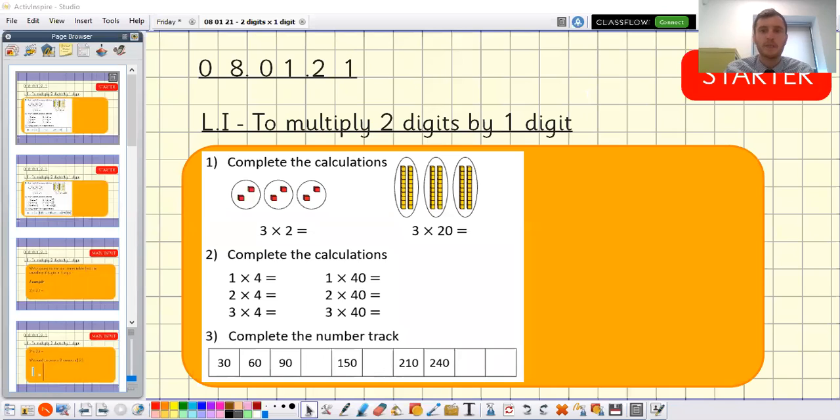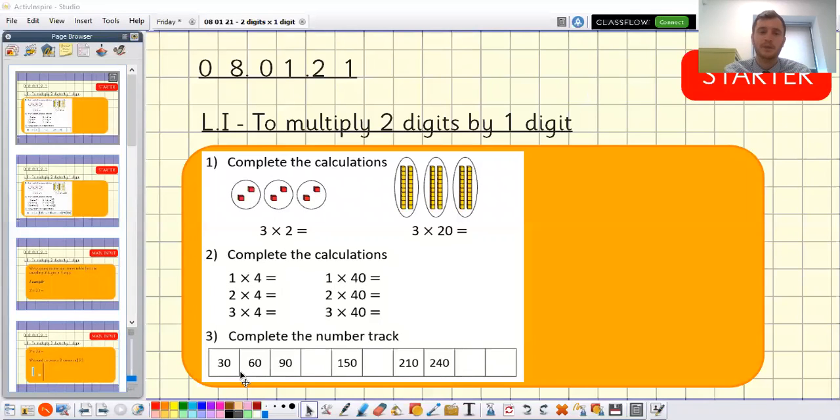Now our starter today, we're going to continue focusing on multiplication and division. So we've got lots of questions linked to that. First one, you can see 3 groups of 2 and then 3 groups of 20 in these representations here. You need to answer those underneath. Then there are some calculations to complete where they are related, a bit like you did yesterday with Mr. English. So 1 times 4, I think we could work that one out quite quickly, and we can use that one to work out 1 times 40.